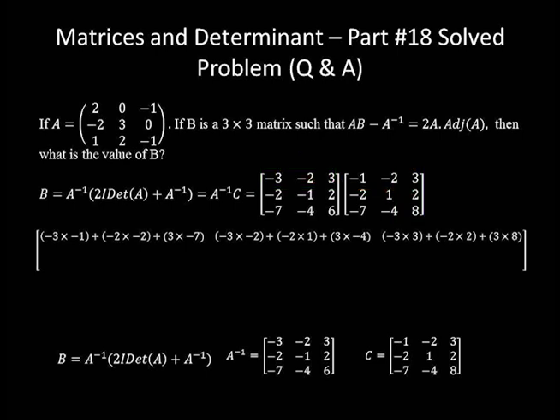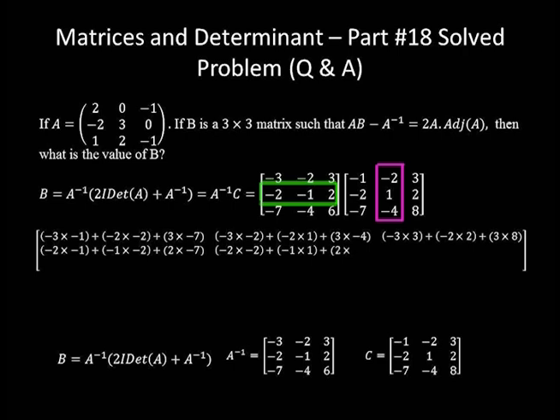To find row 2, column 1 entry, we have to multiply row 2 of A inverse with column 1 of matrix C. Negative 2 times negative 1 plus negative 1 times negative 2 plus 2 times negative 7. Following the same analogy, we can find the other elements as row 2, column 2 entry is negative 2 times negative 2 plus negative 1 times 1 plus 2 times negative 4. Row 2, column 3 entry is negative 2 times 3 plus negative 1 times 2 plus 2 times 8.